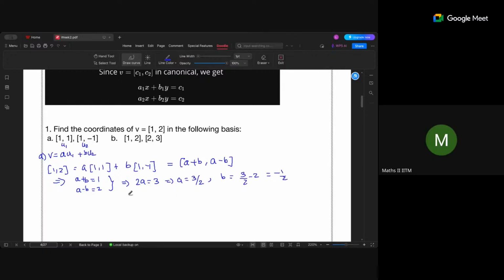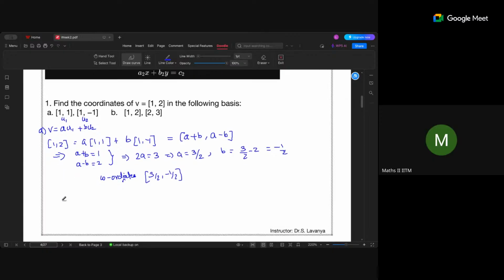So what are the coordinates? They are 3 by 2 comma minus 1 by 2. These are the coordinates of the vector (1, 2) in this basis. Now for the next basis, exactly the same process. Let us say this is u1, u2. The same kind of equation you will have. Maybe I will say c u1 plus d u2 to avoid confusion. So (1, 2) is equal to c times (1, 2) plus d times (2, 3). So you have c plus 2d and 2c plus 3d.